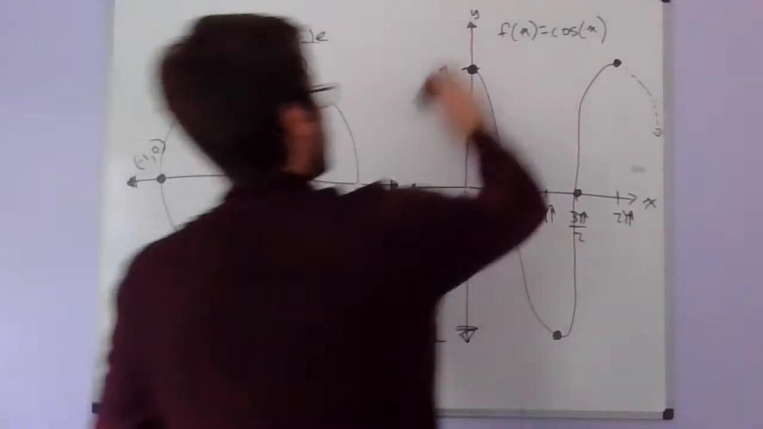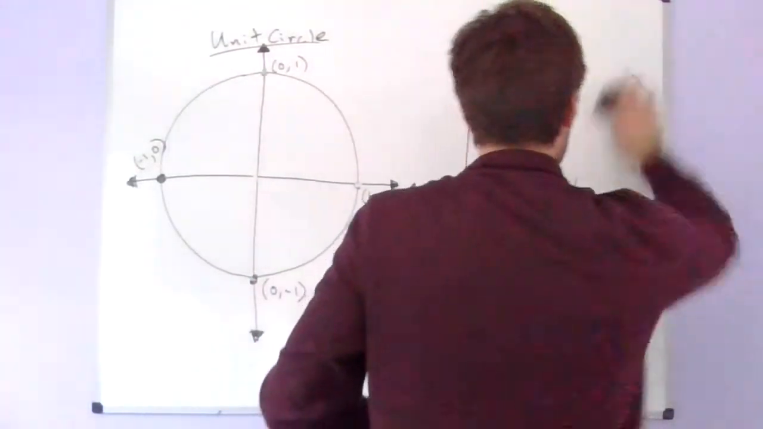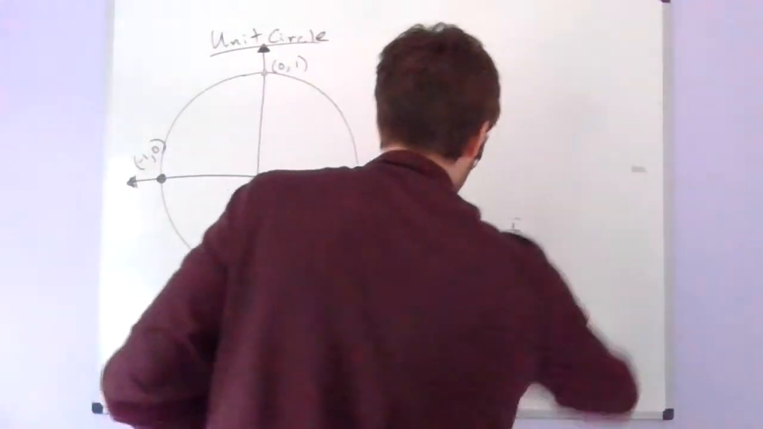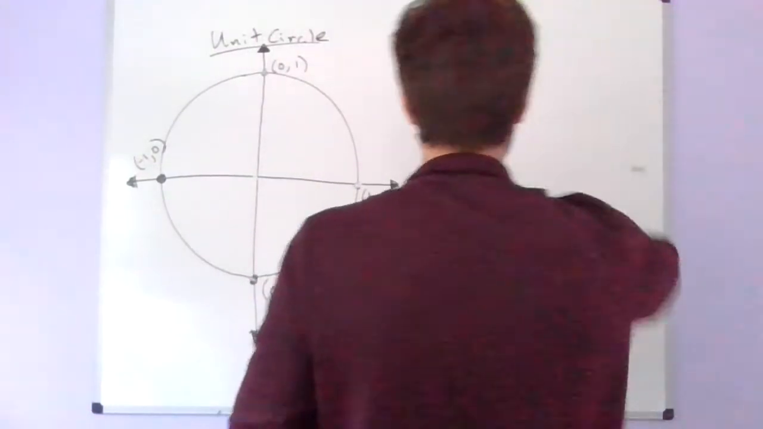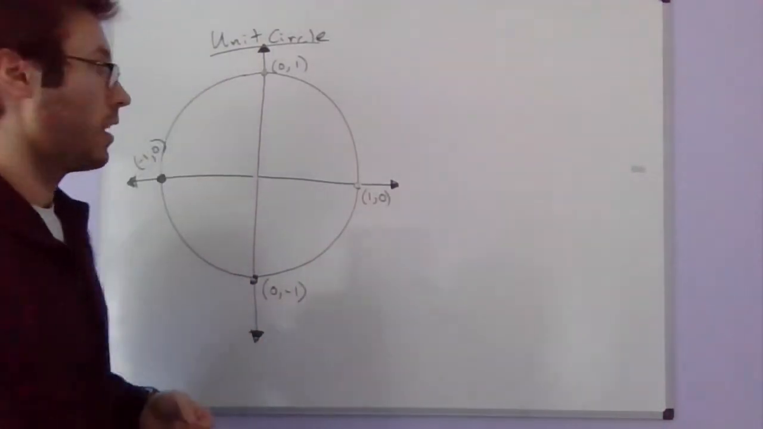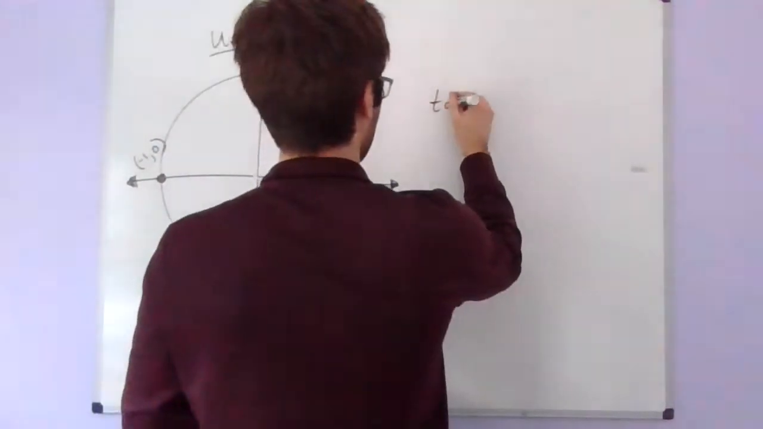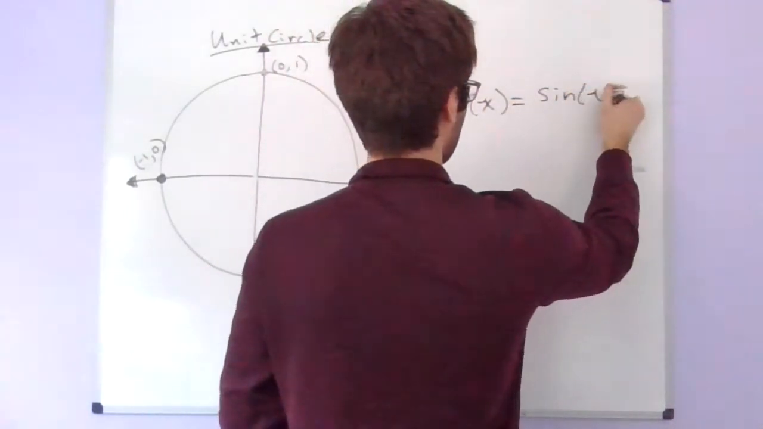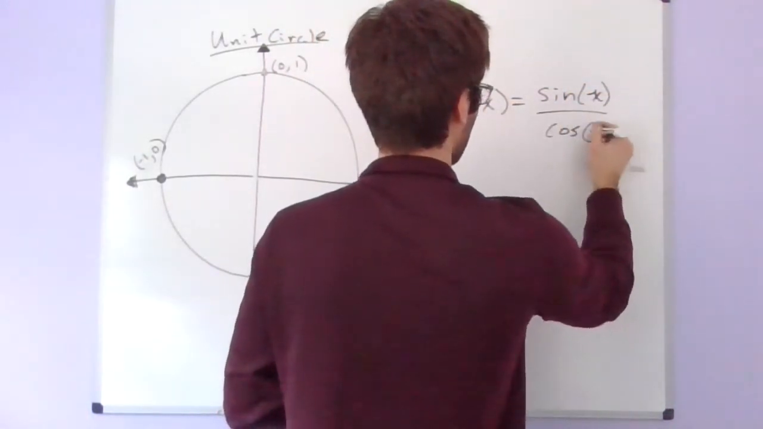All right, next, I want to talk about a chart for tangent, and then we'll talk about how to plot tangent. Tangent is defined as sine over cosine. So tangent of x is literally defined to be sine x over cosine x.